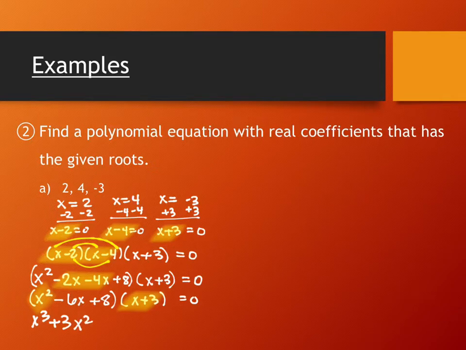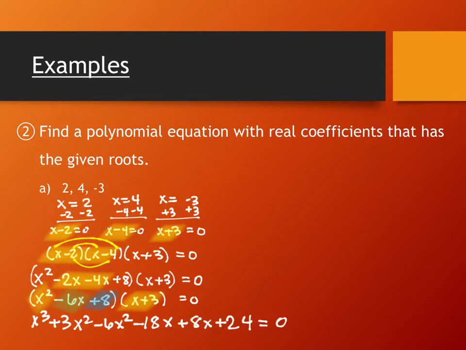And then I'm going to take the negative 6x and do the same thing. Negative 6x times x is negative 6x squared. And negative 6x times 3 is negative 18x. And then I'm going to take my last term, the 8. 8 times x is positive 8x. And 8 times 3 is 24. Okay, is everybody doing okay so far?